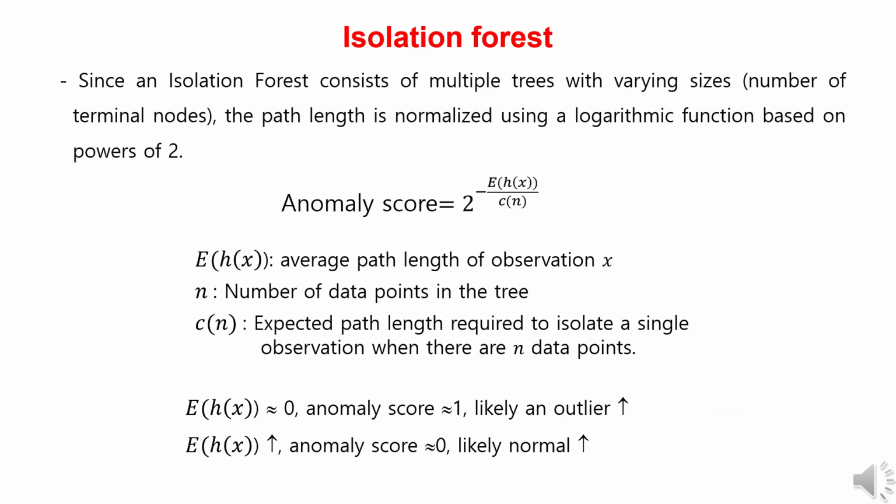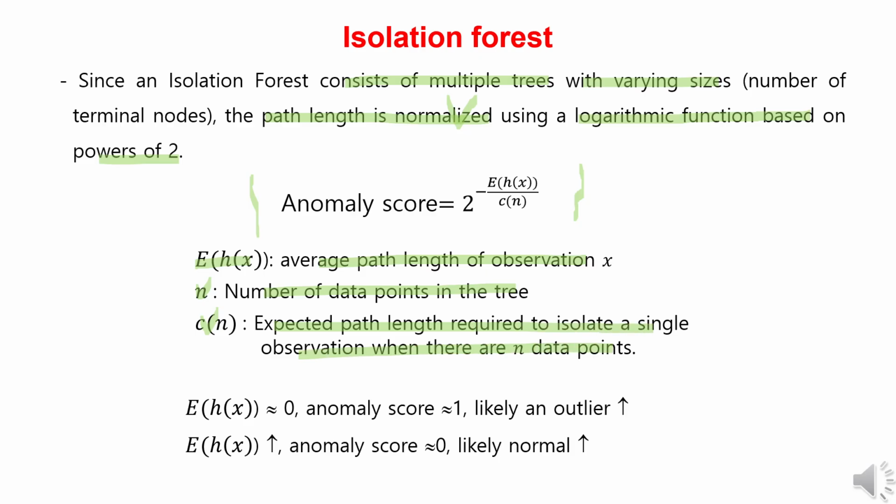The isolation forest consists of multiple isolation trees, and the structure or number of terminal nodes can vary between trees. Because of this, path lengths of observations cannot be directly compared, so they are normalized based on the size of each tree. The anomaly score is calculated using an exponential function of 2 as shown in this slide, where E(h(x)) is the average path length of observation x, n is the number of data points in the tree, and C(n) is the expected path length required to isolate a single observation from n data points.